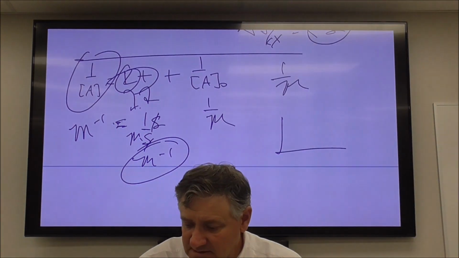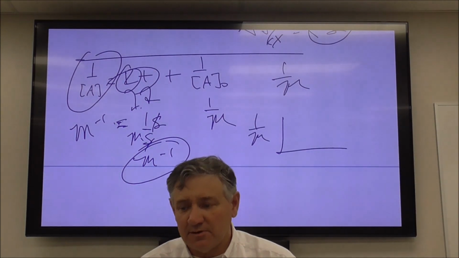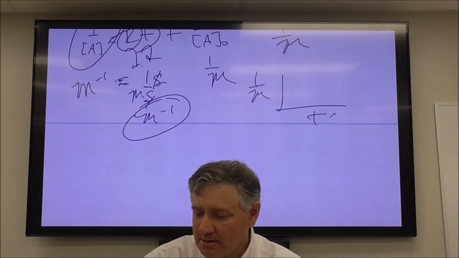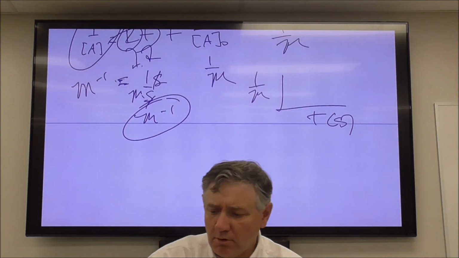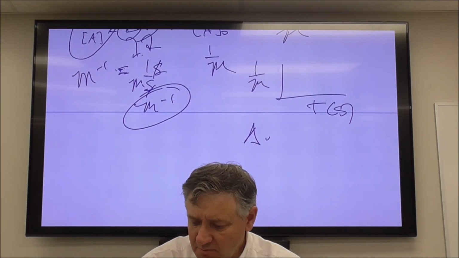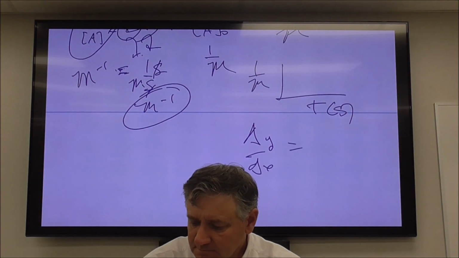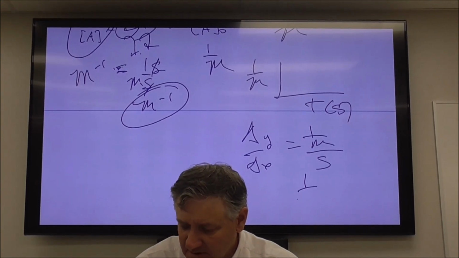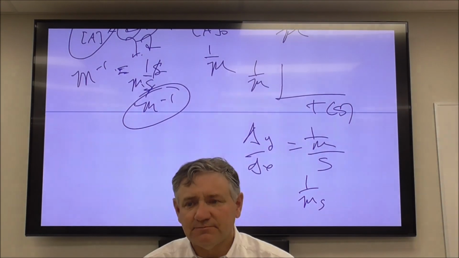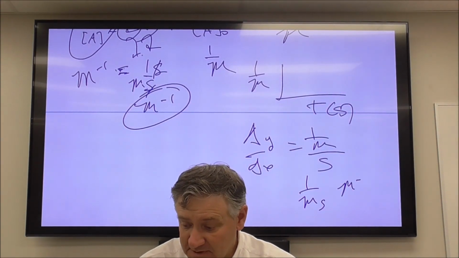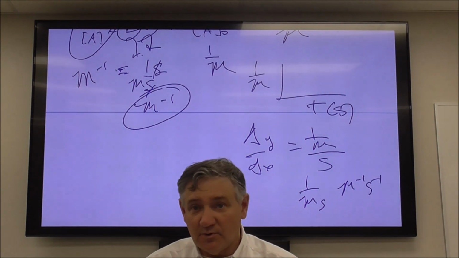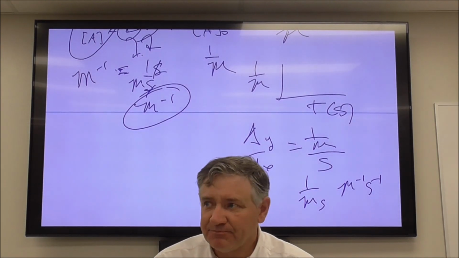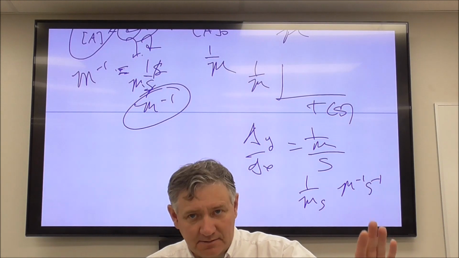On this axis, I'm graphing 1 over molarity. On my x-axis, I have time in seconds. When I do change in y over change in x, I'm taking 1 over molarity divided by seconds, which is also 1 over molarity seconds. And if you don't like that, you can put M to the negative 1, s to the negative 1 if you really want to get fancy. Use your negative exponents. Okay, got the idea.